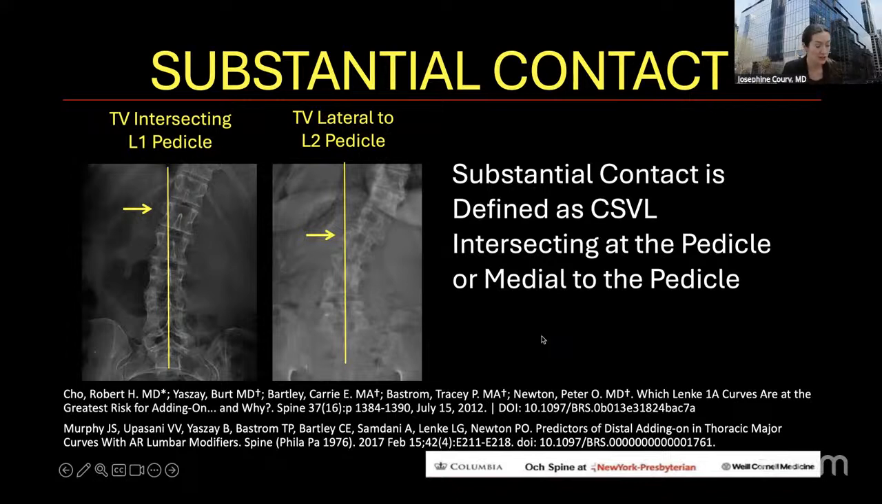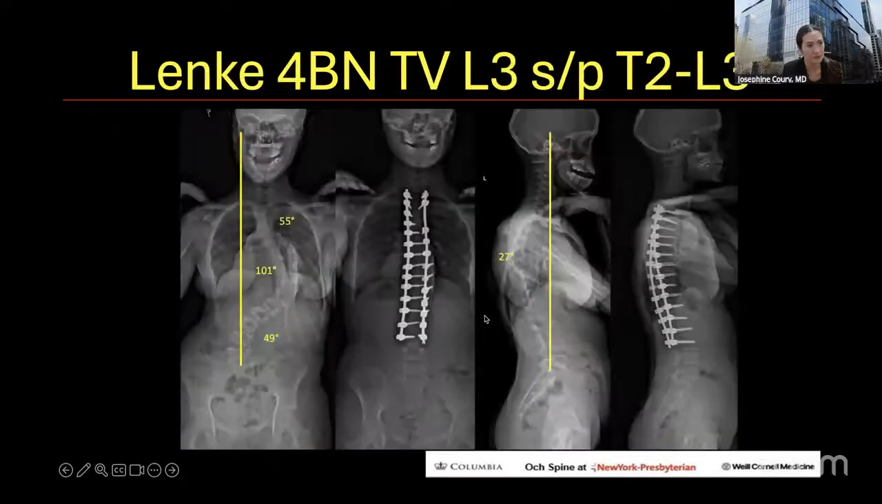But a few studies have actually shown now that those patients with an LIV that's touched lateral to the pedicle have an increased risk of distal adding on, almost 2 or 3 times increased, that they can crankshaft below their construct if the CSVL intersects lateral to the pedicle.